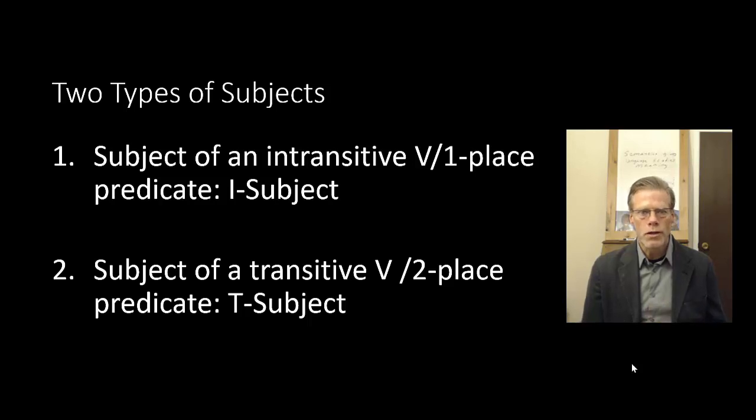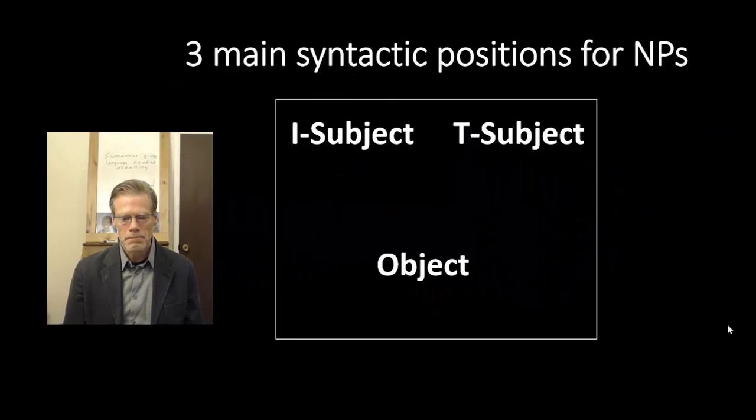I want to go further, though, and recognize that there are two types of subjects. So there's the subject of an intransitive verb or a one-place predicate. We'll call that the I subject. There's also the subject of a transitive verb or a two-place predicate. We'll call that a T subject. So what that means then is that there are going to be three main syntactic positions for noun phrases. There's going to be an I subject, a T subject, and an object.